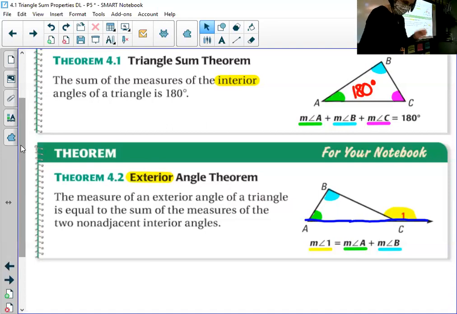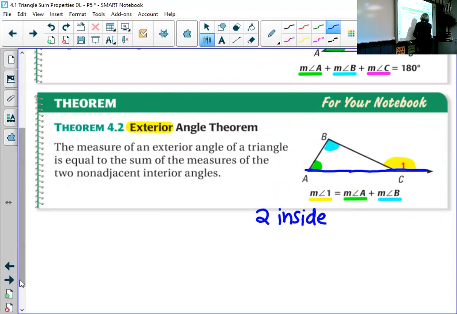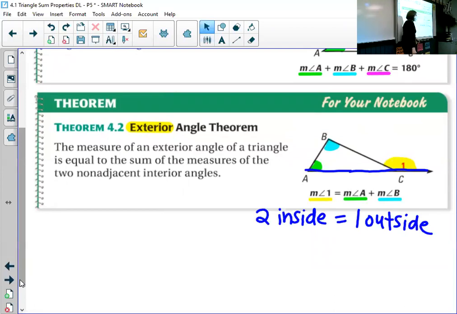Another good way to remember that: 2 on the inside equals 1 on the outside. As long as you're picking the correct 2 that are on the inside. Remember, they have to be on the other side of the triangle from that exterior angle. So that's the new material we are learning for 4.1. And now we're going to be practicing some problems with this information.